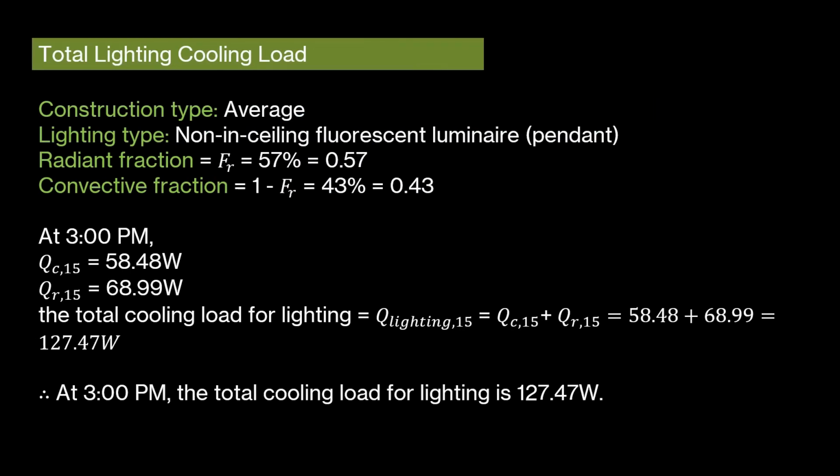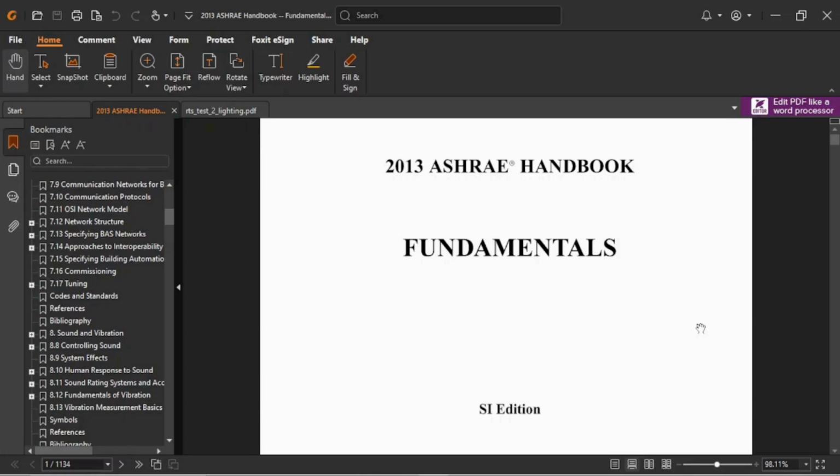Therefore, the total cooling load required for lighting at 3 p.m. is equal to the convective cooling load plus the radiant cooling load, and that is 58.48 plus 68.99, which is equal to 127.47 watts. So I said I was going to show you where I got those tables. That's table 2, table 3, and table 4. I got them from 2013 ASHRAE Handbook Fundamentals.